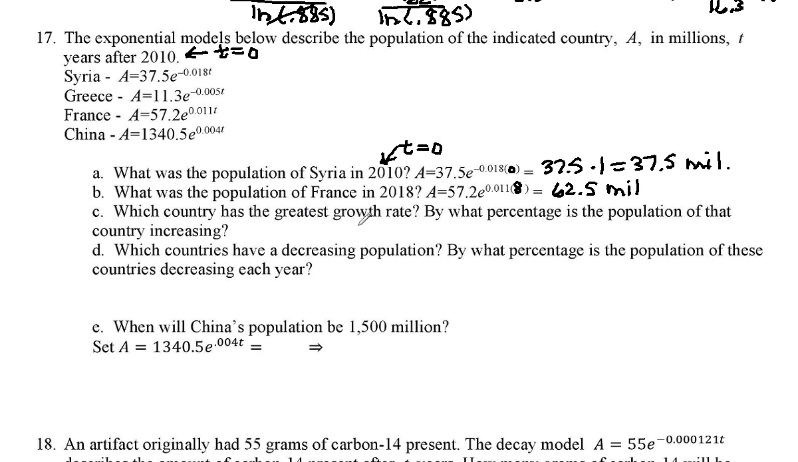Which country has the greatest growth rate? And by what percentage is the population of the country increasing? So the growth rate is this coefficient of t. Notice that Syria and Greece have negative coefficients. Their population's decreasing, Syria because of the war, and Greece because of their financial crisis. But France and China, theirs are increasing, and France's is bigger, 0.011, which is 1.1%, versus 0.004 for China, 0.4%. So the country that has the greatest growth rate is France.